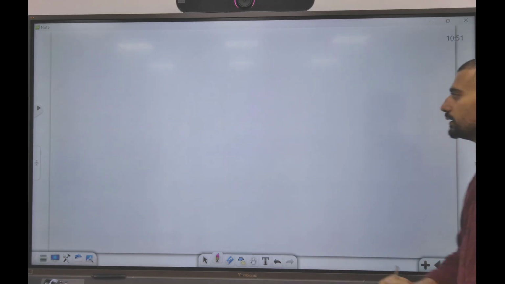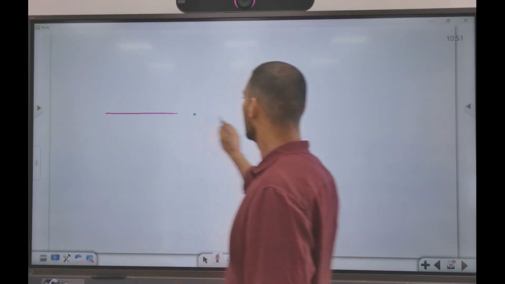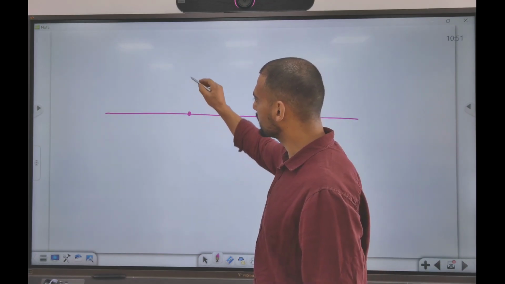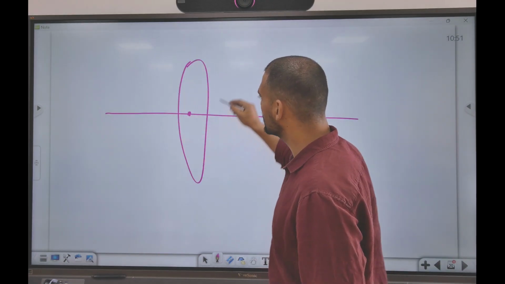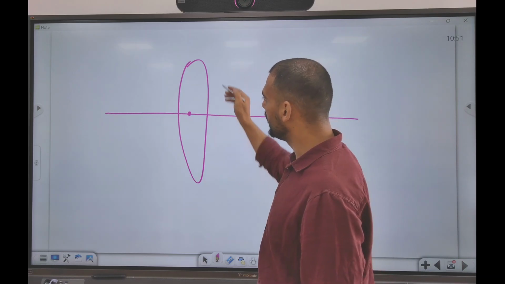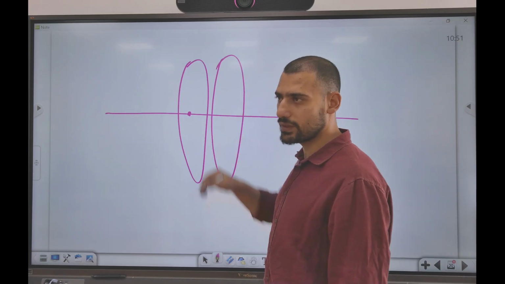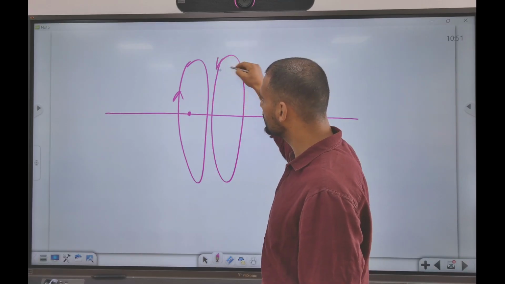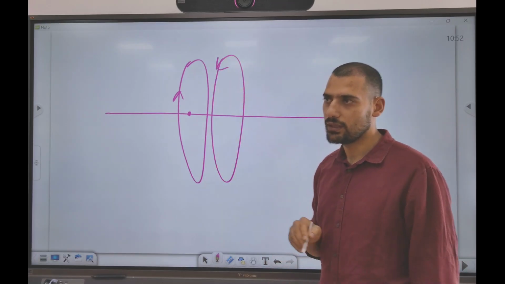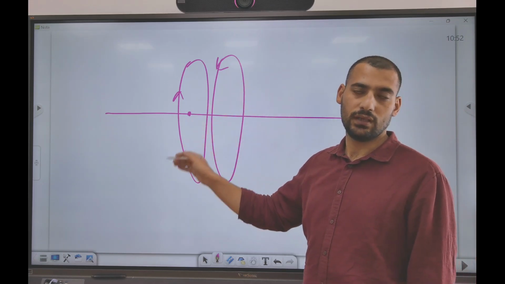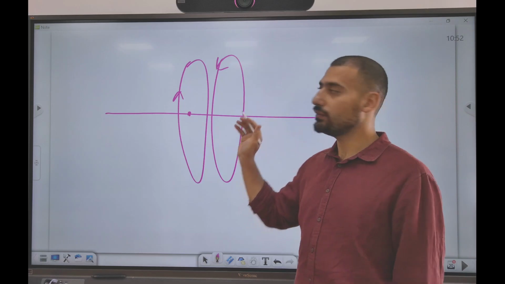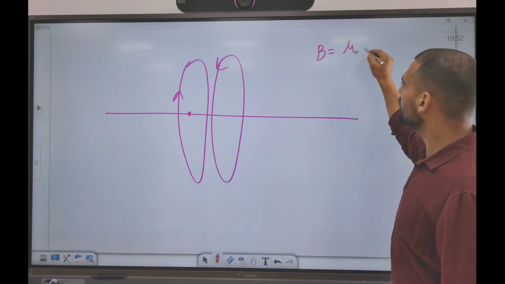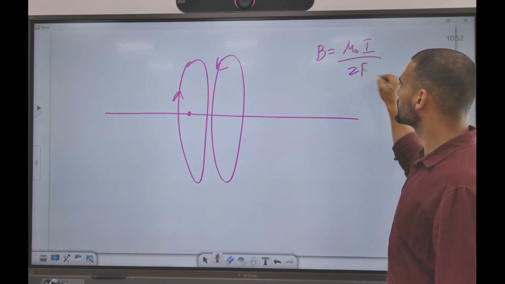So see, this is the coaxial case. The centers lie on the same axis. So there are two loops. One is this, and the other one, it is not this far, it is very close. If the current is flowing clockwise for this, for the other the current is counterclockwise. The value of the current is same. The radius of the coils is same. So if you want to find the magnetic field due to one of them, it would be mu naught times the current upon 2R. Is that fine?